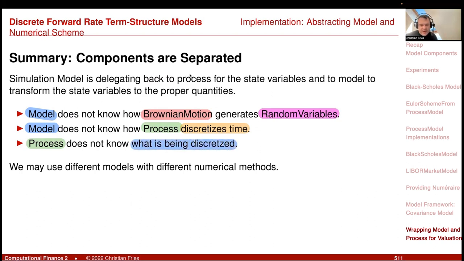We may now use different numerical methods, for example, for the Brownian motion, the process discretization, the random variables. And we may use this with many different models. Actually, my model is also a framework where I can plug in different specifications for the lambda.